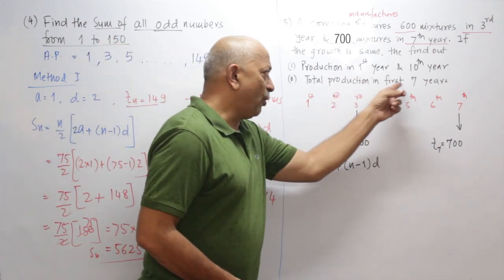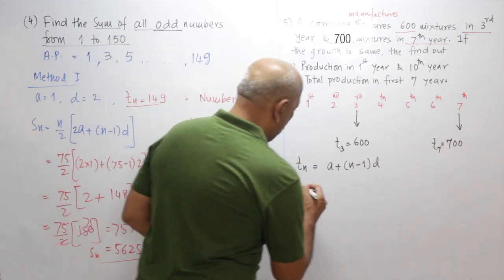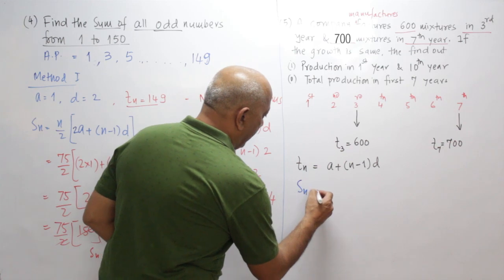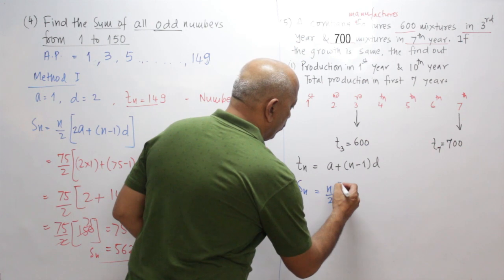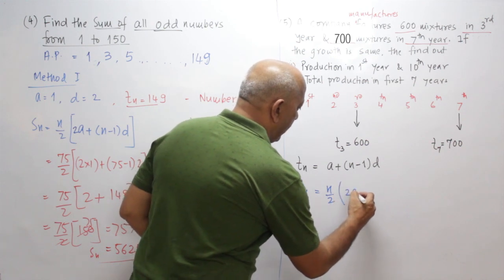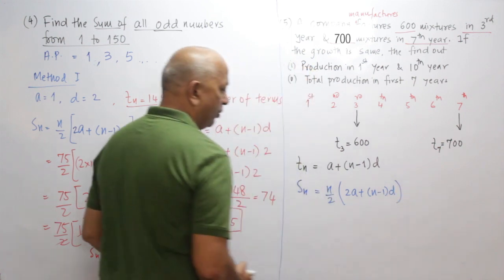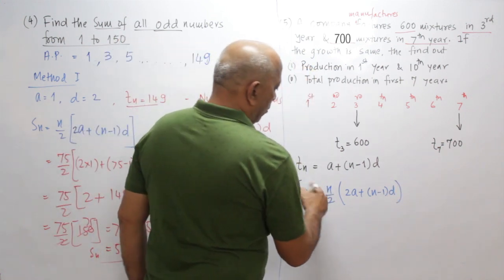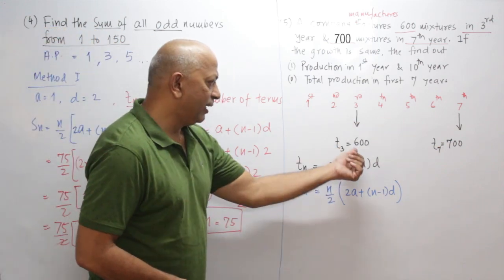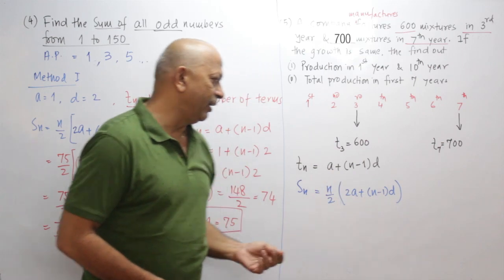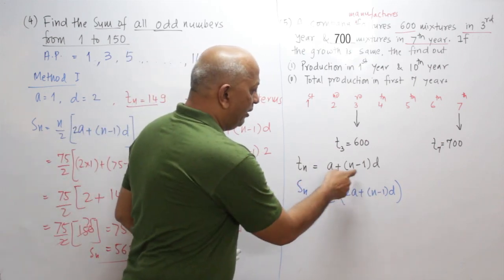And the total production in the first 7 years. So we have to calculate the sum Sn, and for that the formula is n by 2 into 2a plus n minus 1 into d. So this is the formula. So what is given is T3 and T7, but we want A and D. Here we want A and D to calculate.